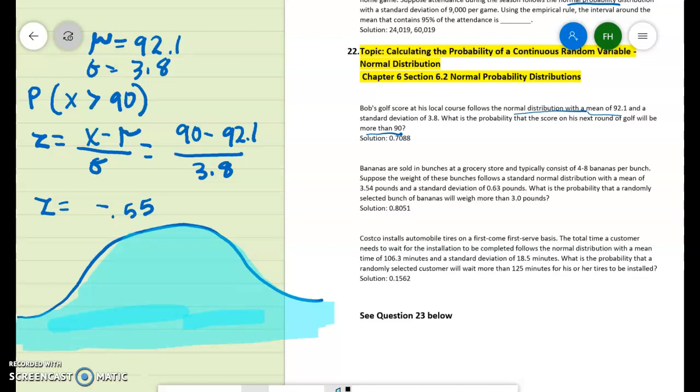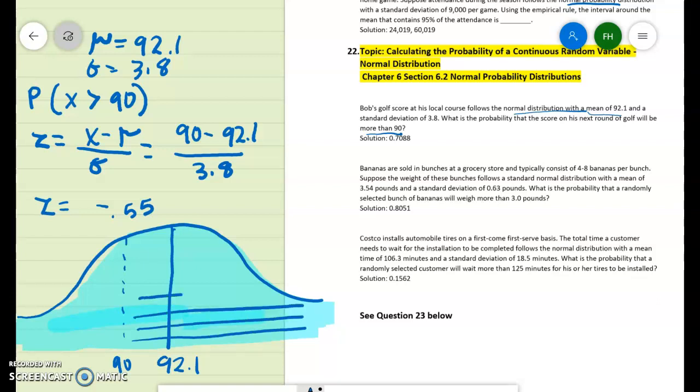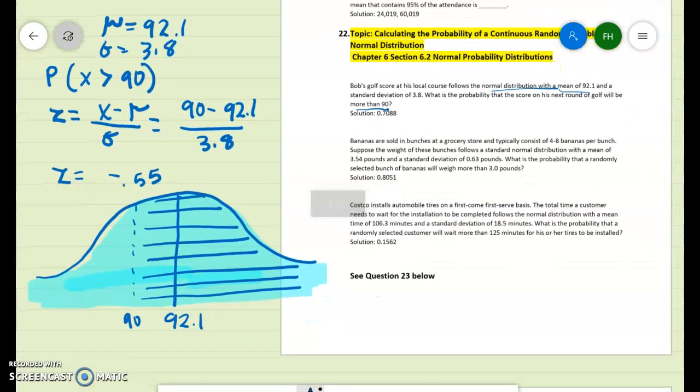Now, when we first started this problem, the mean is going to be in the middle, and I'm going to draw it like that, and we know the mean is 92.1, and we want to know the probability that it's greater than 90, okay? So we want to know the probability of everything to the right of 90. But we don't look 90 up in the table. We have to convert it to a z-score.